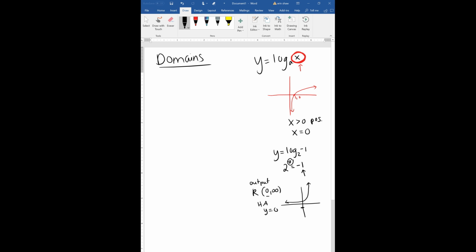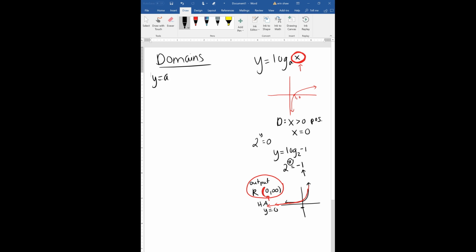So again, if I put 0 into this, 2 to what power will give you 0? Well, nothing will. Because again, I go from 0 to infinity, but I'm not including 0. This is that horizontal asymptote at y equals 0. I'm creeping to 0, but I'm never actually going to touch 0. So because my outputs go from 0 to infinity for the exponential graph, that's why my log function's domain is all the positive values.